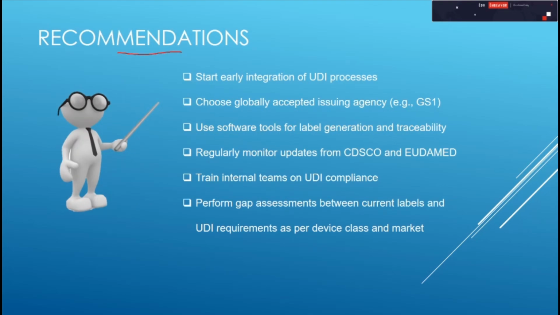Recommendations. To overcome these challenges, here are a few actionable suggestions. First is to start early. Integrate UDI into the product development lifecycle. Use globally accepted issuing agencies like GS1 to maintain compliance across regions. Implement barcode software tools to reduce manual errors and ensure regulatory formats. Train QA/RA persons and packaging teams. Understanding label changes is key.